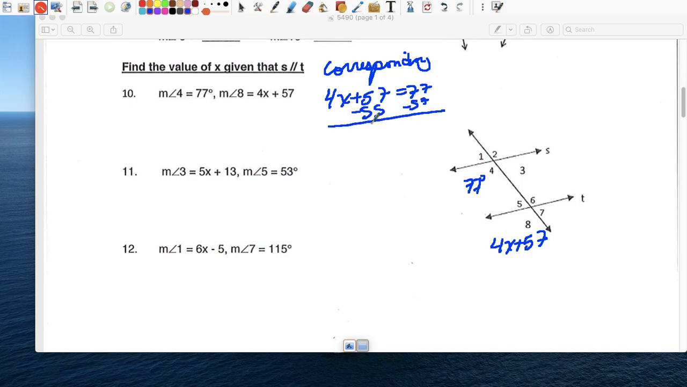And then we get, sorry, that should be 57. So that goes away. 4x equals 20. Divide by 4, divide by 4, x equals 5. So notice that this question says find the value of x. So we're going to stop right here. You could have gone and plugged it in, but it's only saying find the value of x.